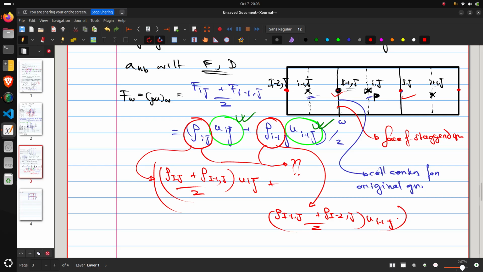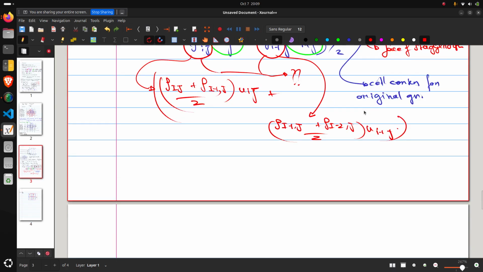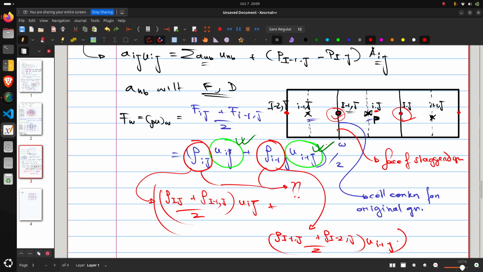So we want this small i capital J, right? What values do we need? We need these two values, and we'll take the average. This is capital I minus 1 capital J and capital I capital J. Now for the south face, if you want the gamma value, how can we get it? We do not know the gamma value here. We only know the gamma value at these 4 points, right?